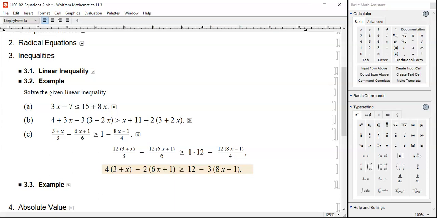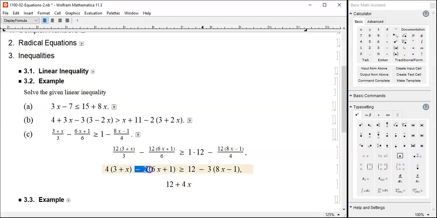So step 1 is done. Denominator, parentheses, like terms. That's the process. Step 1 is done. Step 2, parentheses. Okay, let's break up the parentheses. 4 times 3, that's 12. 4 times x, that's 4x.